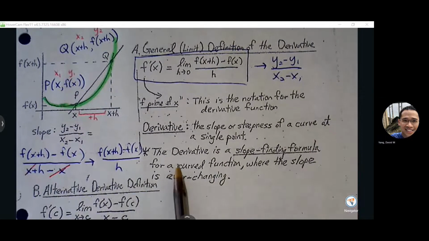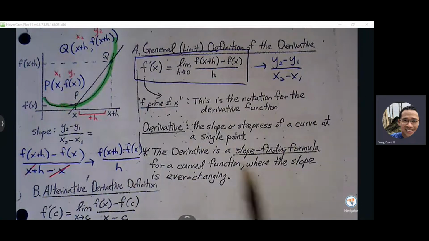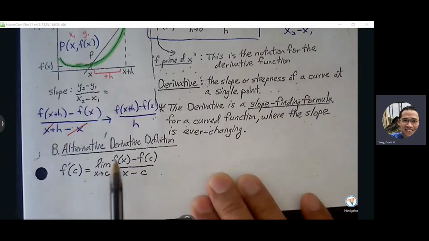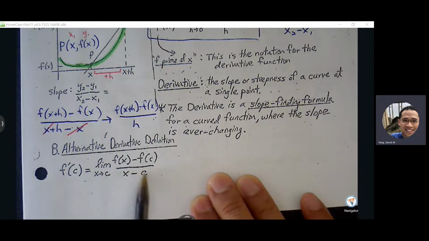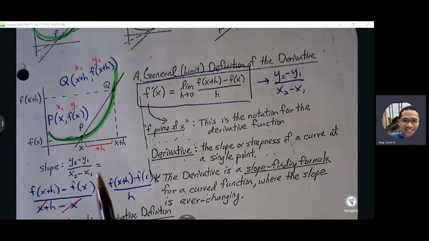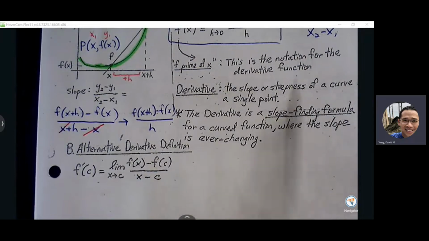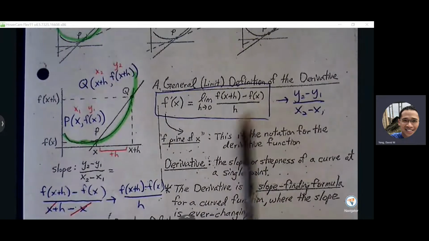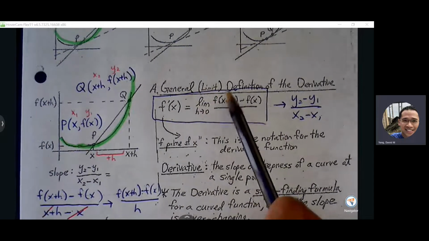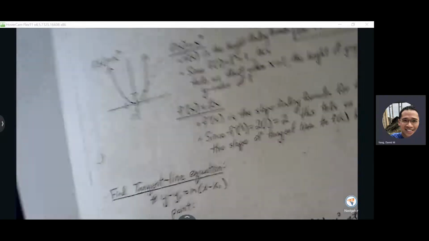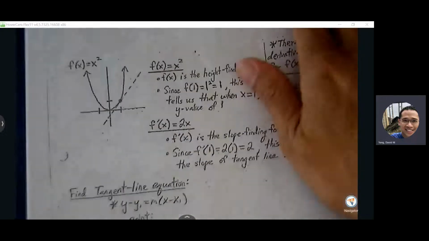So derivative is a slope finding formula for a curved function where the slope is ever changing. Now there is also this alternative derivative definition, which, if you just look at it briefly, you can see where that slope is coming from, right? y sub 2 minus y sub 1 over x sub 2 minus x sub 1. We'll talk about this definition a little bit later, but let's focus our attention on this general limit definition. So let's go to the back page, and I'm going to introduce example 1 for us.